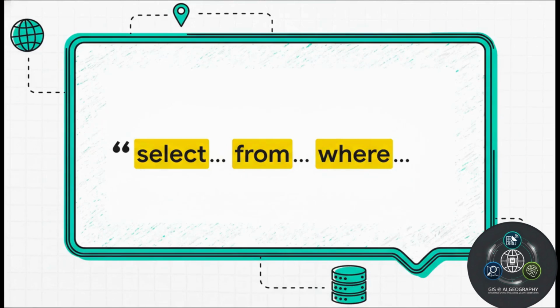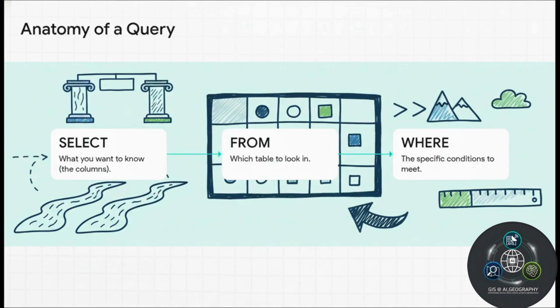And at its core, a basic SQL query is actually pretty simple. It's almost like a sentence, and it's built around these three key commands: select, from, and where. Here's how it breaks down. You select the specific pieces of information you want to see, like the river name. You tell it which table to get that information from, like the rivers table. And then you specify the conditions it has to meet using where, for example, where the length is greater than 500. It's a super precise way to ask for exactly what you need.